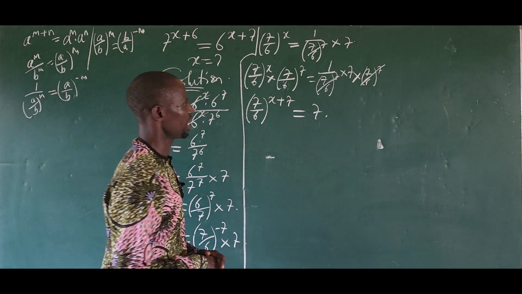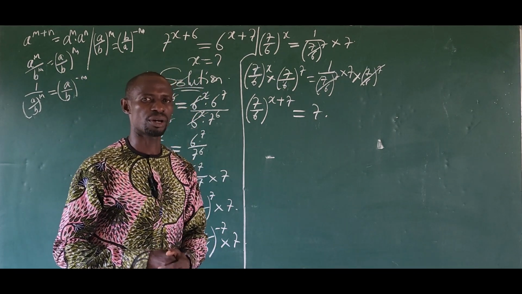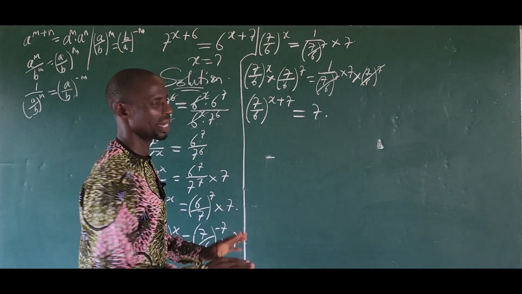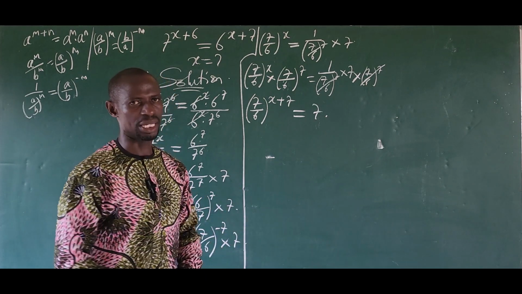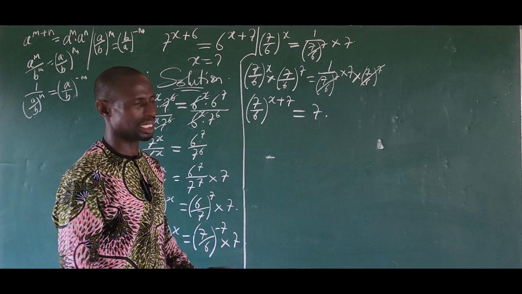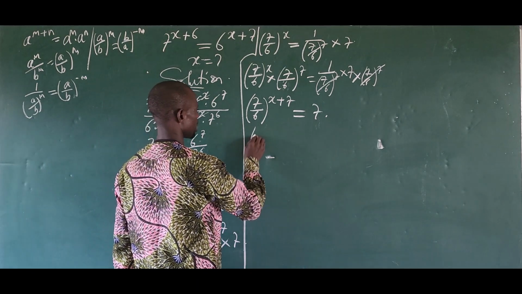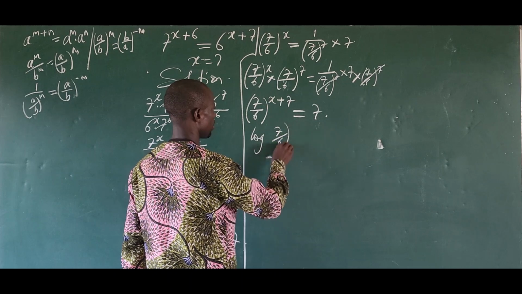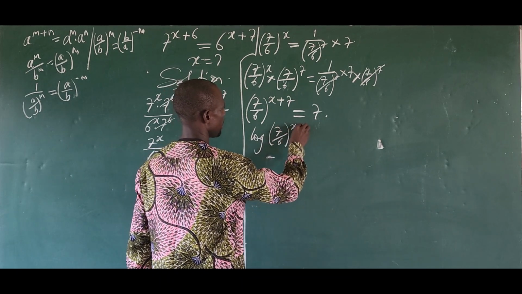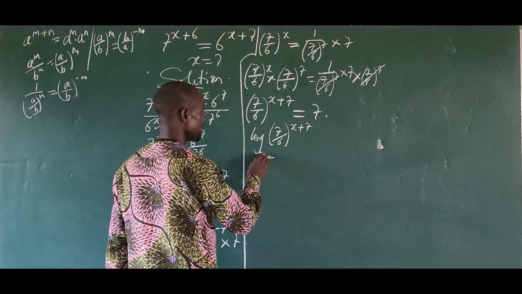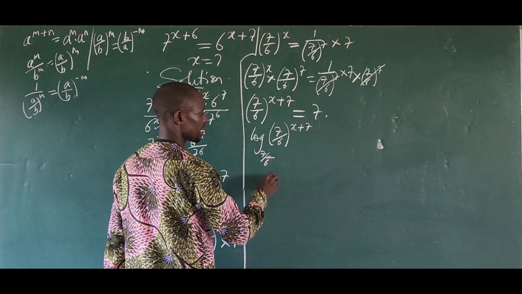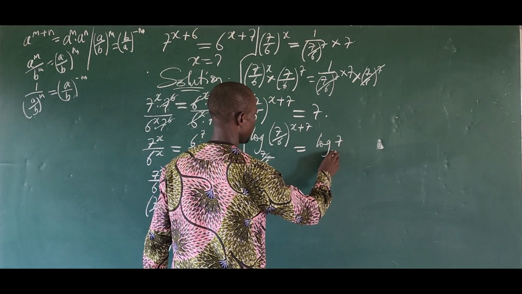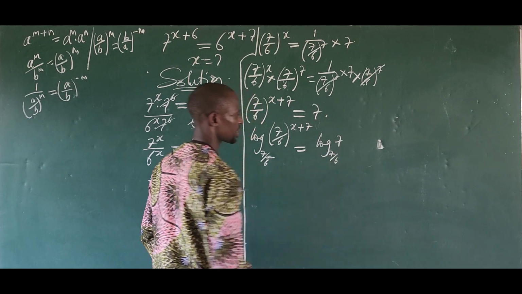So the next thing we do here, we can take ln of both sides of the equation, or we can take log to base 10. But here, I want to do a simple manipulation. I want to take log to base 7/6. So doing that, this is going to give us log base 7/6 of (7/6)^(x+7), equal to log base 7/6 of 7.